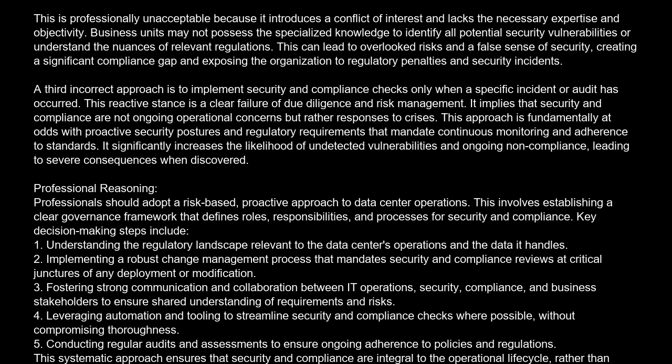This reactive stance is a clear failure of due diligence and risk management. It implies that security and compliance are not ongoing operational concerns, but rather responses to crises. This approach is fundamentally at odds with proactive security postures and regulatory requirements that mandate continuous monitoring and adherence to standards. It significantly increases the likelihood of undetected vulnerabilities and ongoing noncompliance, leading to severe consequences when discovered.